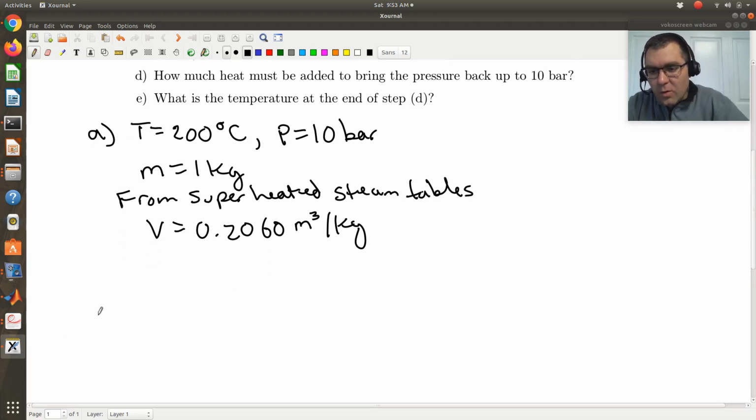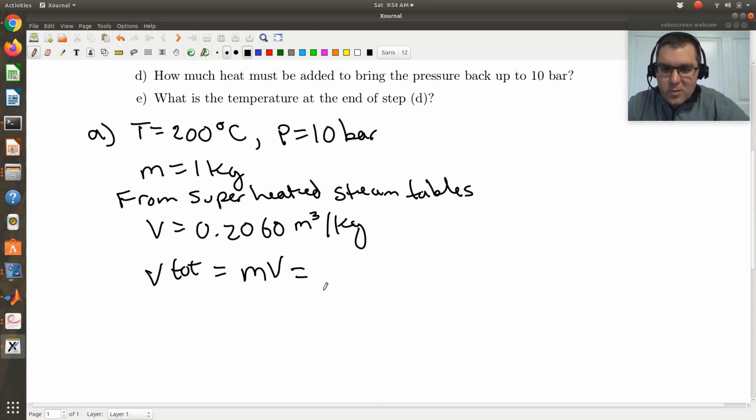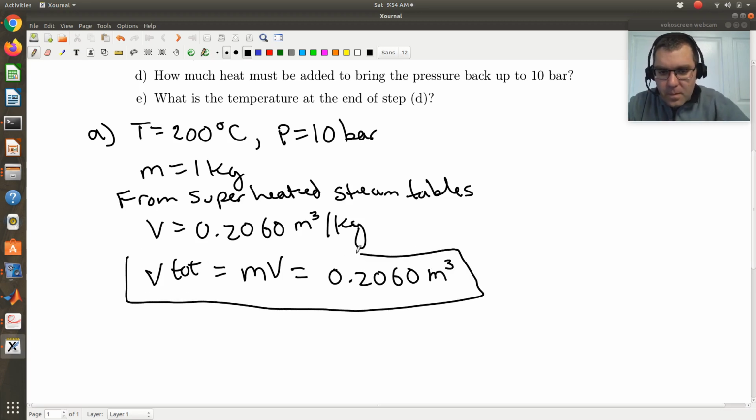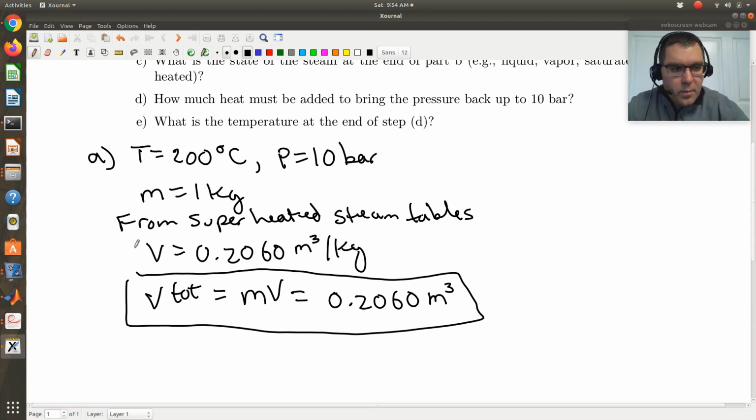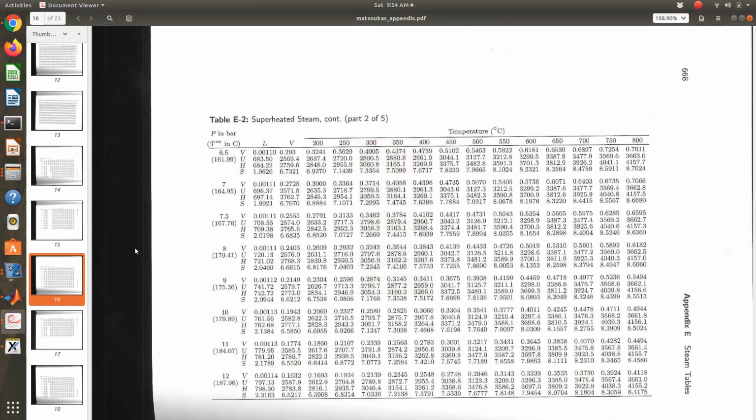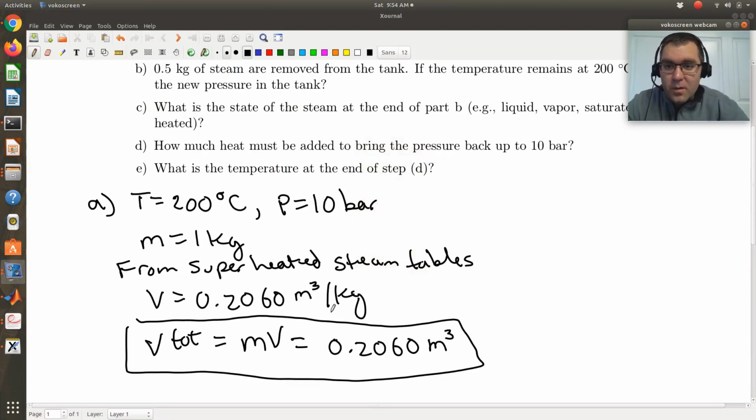So V total is what we're asked for. V total is just going to be equal to m times v. And this is a nice problem. m is just 1 kilogram. So my volume is 0.2060 meters cubed. Perfect. Just making sure I've got 2060. Yeah. All right. Cool. So B.